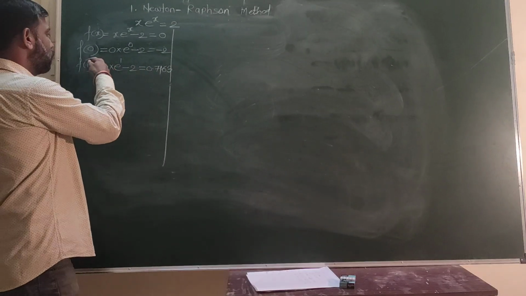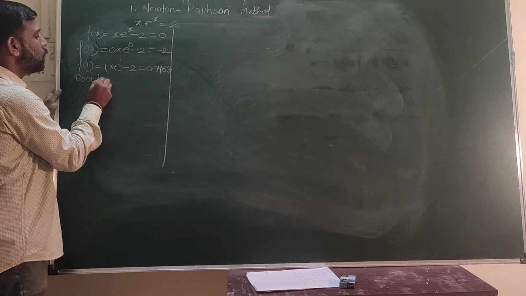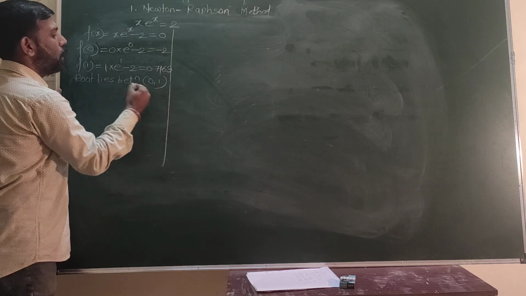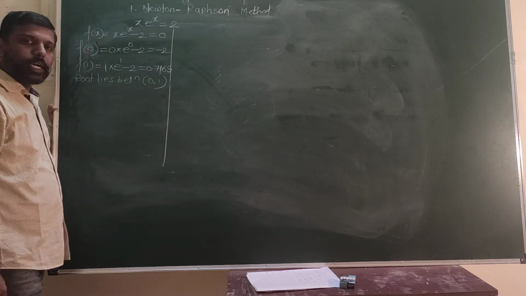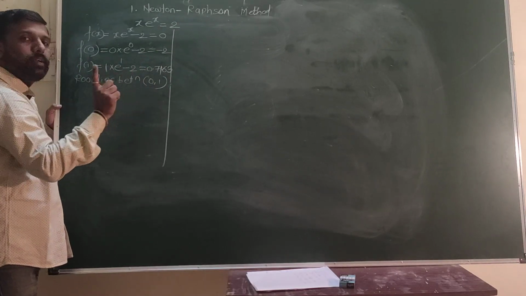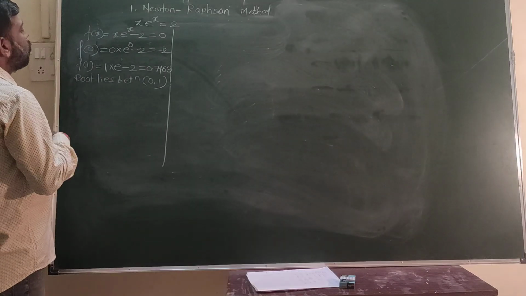So we'll stop this continuation and we claim here the root lies between 0 and 1. When we get opposite sign for two consecutive values, then we claim that one root lies in that interval.